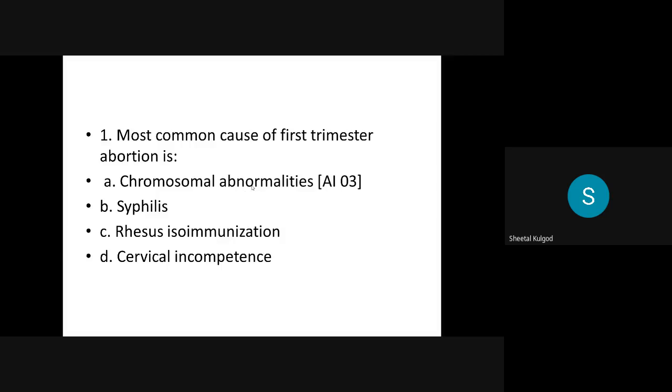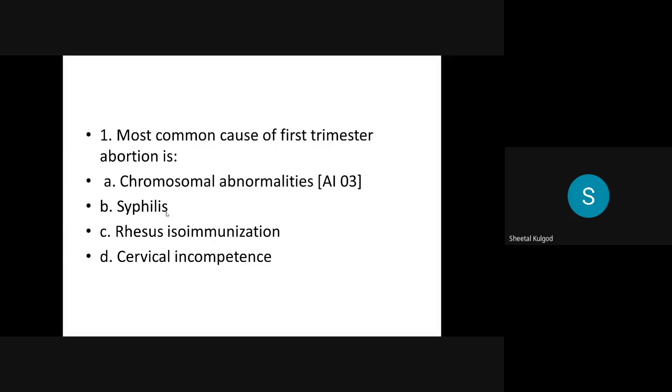So as we discussed, the chromosomal abnormalities are the most common causes of first trimester abortions. Syphilis is not very related. It could cause first or second trimester abortion depending on when the infection occurs. Whenever the patient develops infection, she might end up in abortion either in the first or the second trimester. Now, rhesus isoimmunization, if it has not been prevented, then the patient will end up in abortion. So it could be usually first or second trimester abortion. So rhesus isoimmunization is again not restricted only to first trimester abortions.